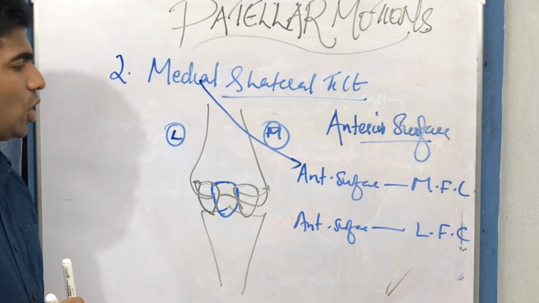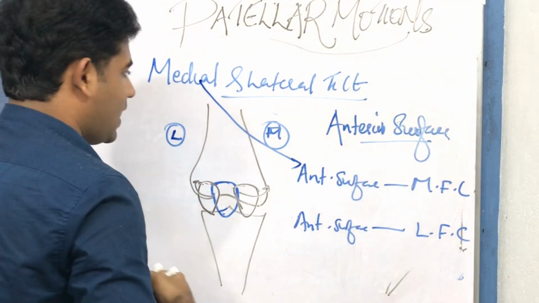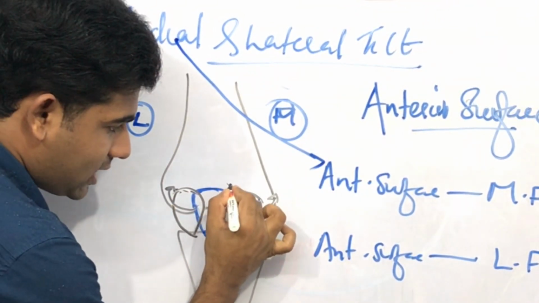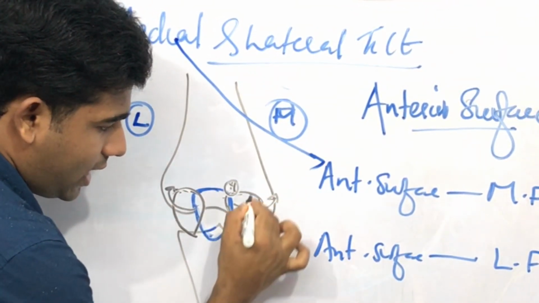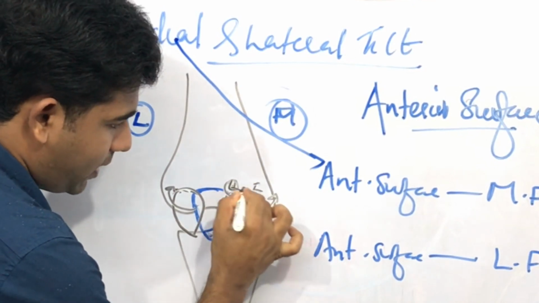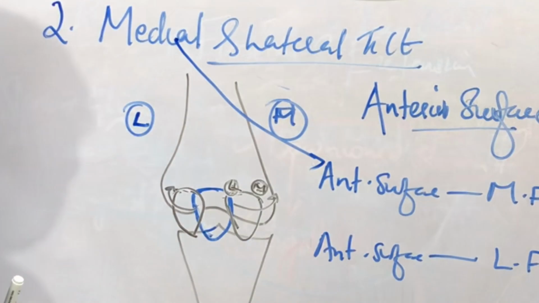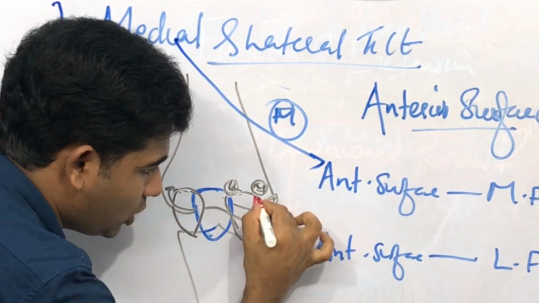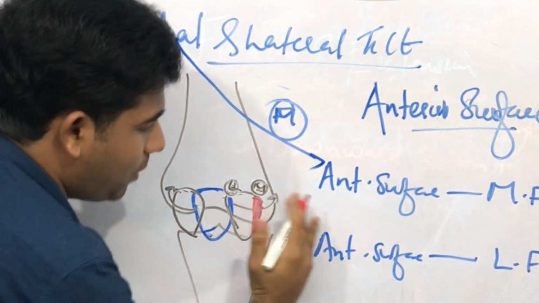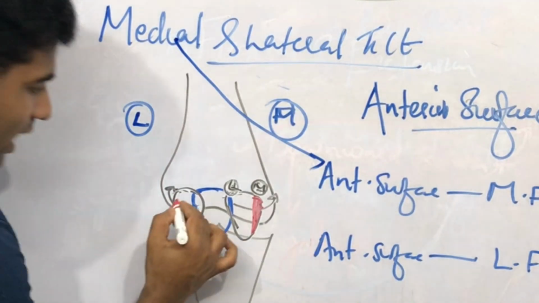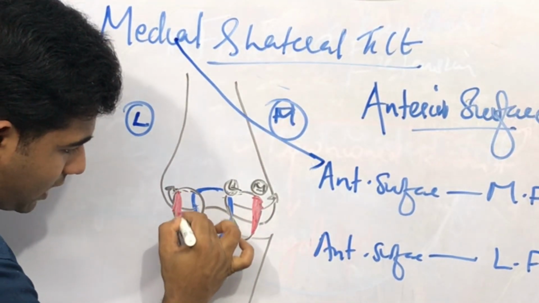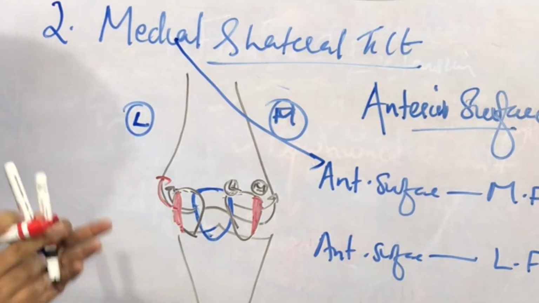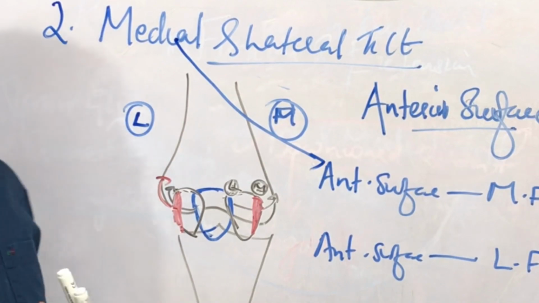Is that all? No. Here it is the patella. This is the medial edge of the patella, and this is the lateral edge. So what do you mean by medial tilt? The medial tilt is actually the movement of the medial edge of the patella to the medial femoral condyle. A more clear definition. And what is lateral tilt? It is the movement of the lateral edge to the lateral femoral condyle.